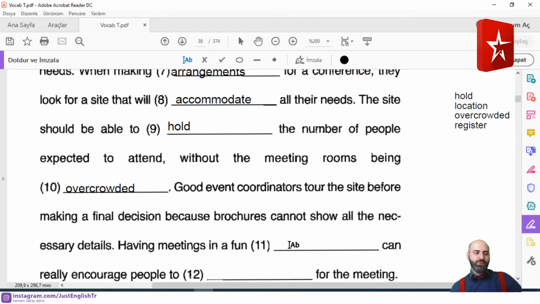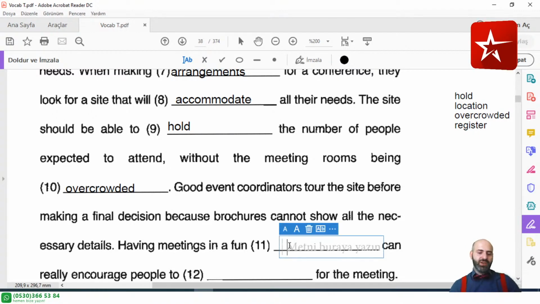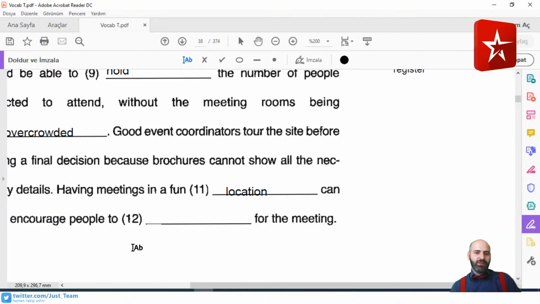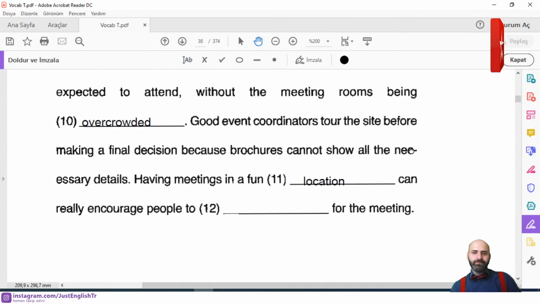Sibel is the first one saying location. Kadir, Ramazan, Firuza also joined her. Of course, location is correct answer over here. Good.